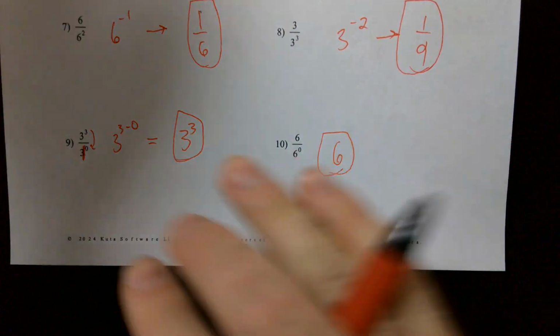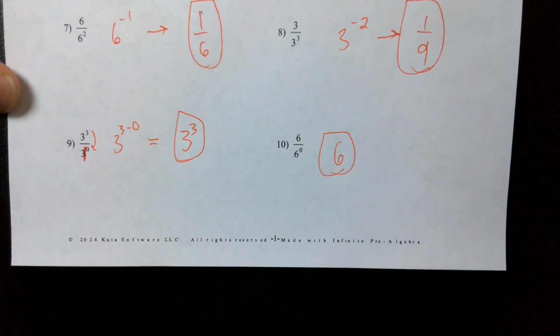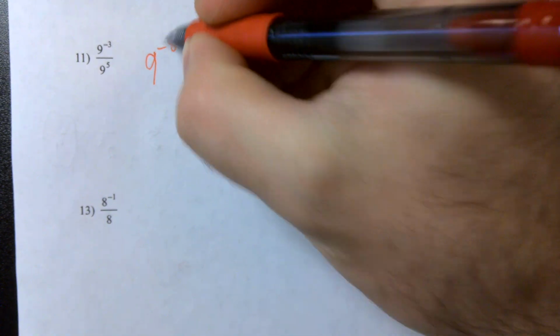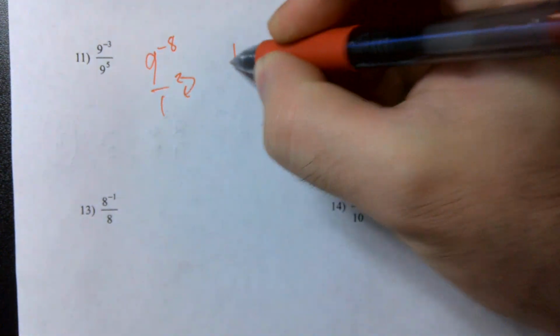All right? Everyone good on the front? Okay. To the back we go. Negative 3 minus 5 more gives me 9 to the negative 8. Put it over 1. Flip it around.